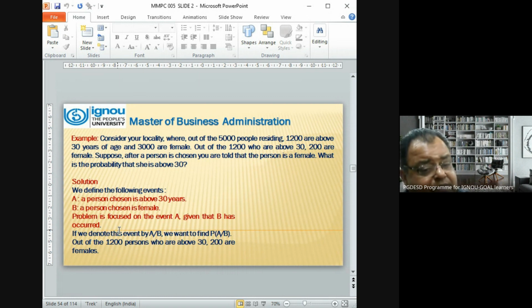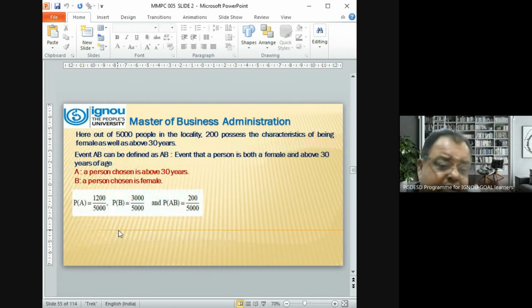Out of the 1,200 persons who are above 30, 200 are female. This is given in the problem. Here, out of 5,000 people in the locality, 200 possess the characteristics of being female as well as above 30. Two events are happening, event A and B, which can be defined as AB: the event that a person is both a female and above 30 years of age. P(A) is equal to 1,200 by 5,000 and P(B) is 3,000 by 5,000.